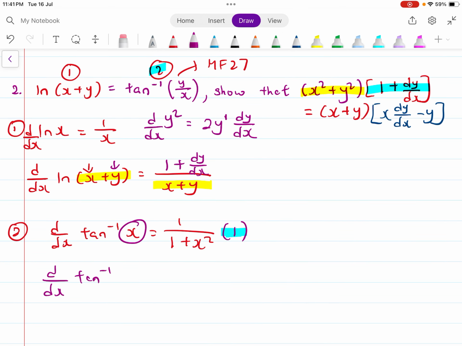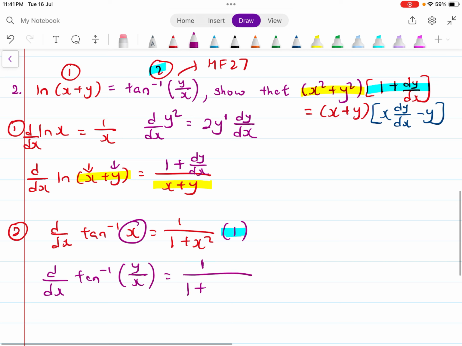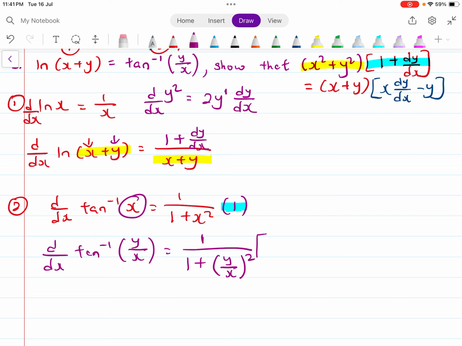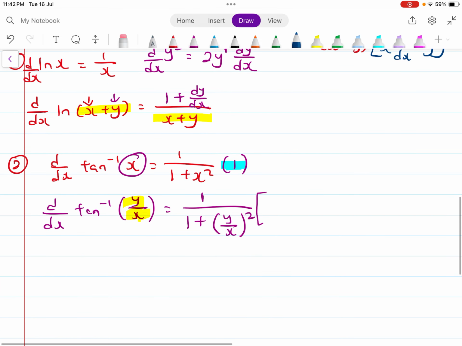Likewise, if I want to differentiate tan⁻¹(y/x), this will give you 1/(1 + (y/x)²). Whatever you see here, just put y over x squared. Then of course, sad to say, you need to differentiate y/x. How do I differentiate y/x? Maybe I use a bit of the quotient rule, or maybe I just use the shortcut that I taught you. For example, I want to differentiate y x⁻¹.